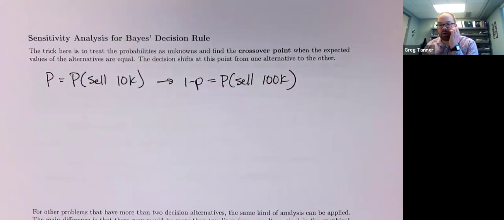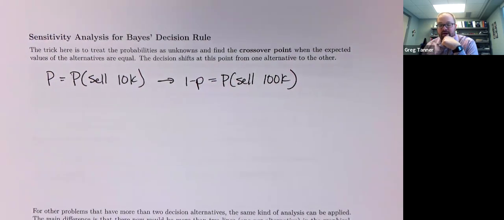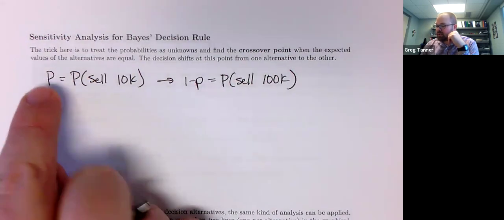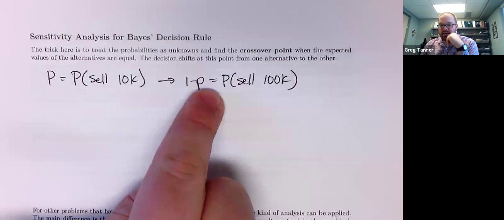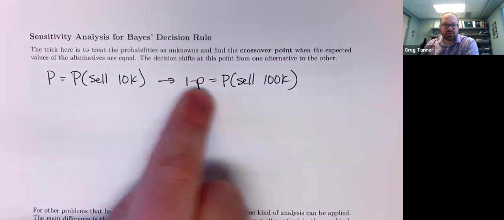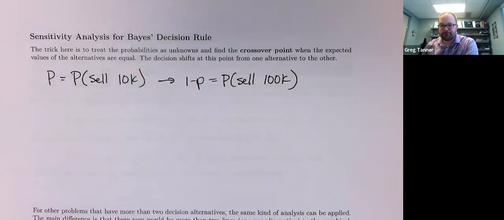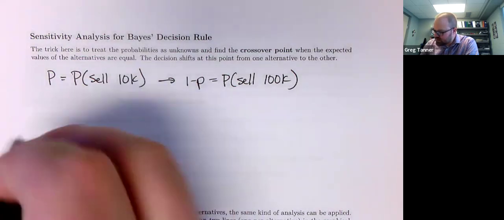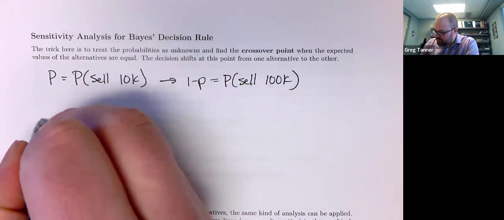Now we're going to compute the expected values, but we're going to replace the prior probabilities with P and 1 minus P, and then we'll get essentially a function instead of a number, a function that depends on the prior probability. Okay, so let's look at build.